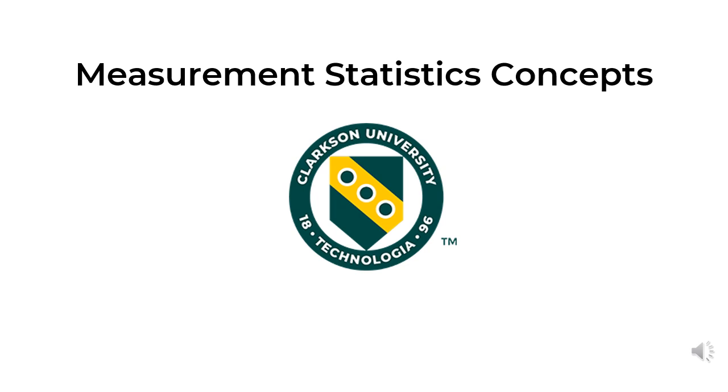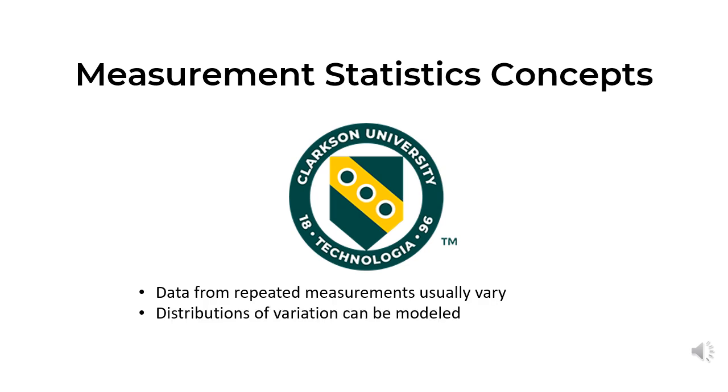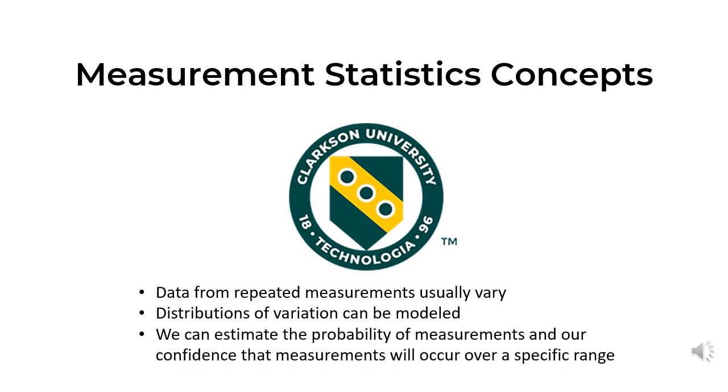In this module, we continue to discuss basic probability and statistics in the context of manufacturing measurement applications. The key concept is that data from repeated measurements usually vary. Distributions of that variation can be modeled and used to estimate the probability of measurements and our confidence that measurements will occur over a specific range.